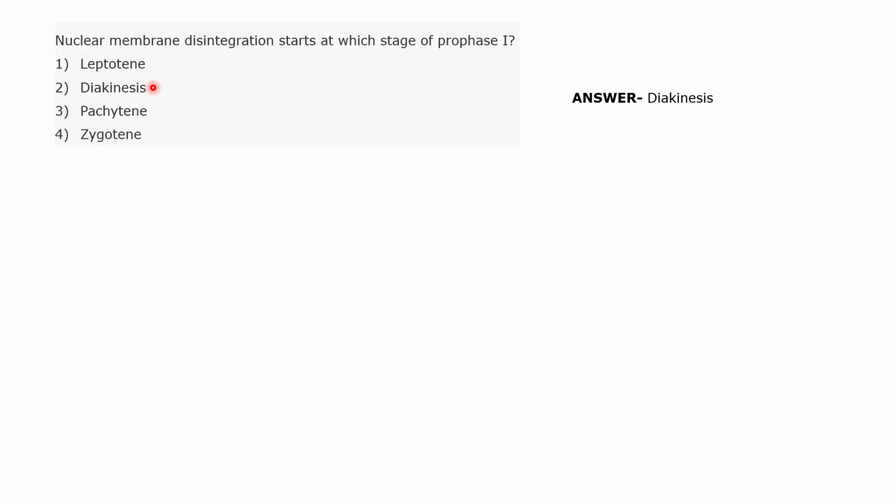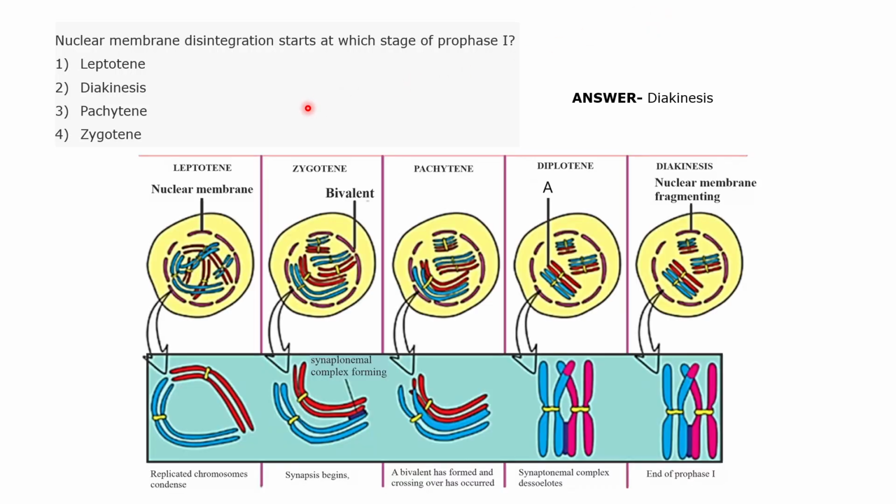Okay, so I am going with option number 2, diakinesis, because this is the stage. In leptotene, zygotene, pachytene, and diplotene, there is no such event happening within the nucleus. In leptotene, you can see that the chromosomes are replicated and condensed. In the zygotene stage, the synaptic complex starts to form, and this process is completed in pachytene, where synapsis is over, you can see the bivalent formation, and crossing over takes place in this stage. Afterwards, in the diplotene stage, the crossing over is completed and the synaptic complex is dissolved.